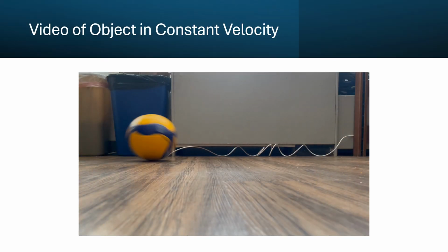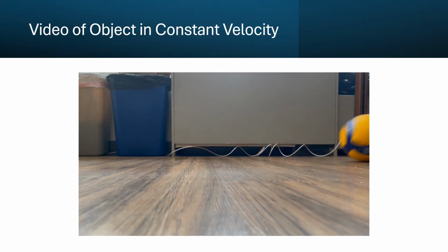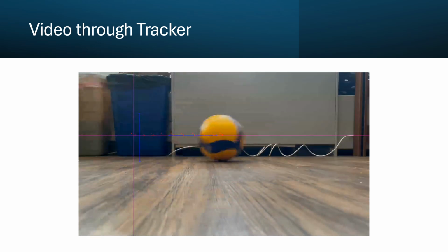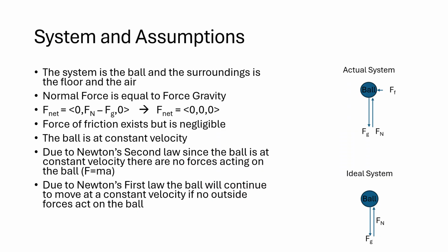So this is a video of the object in constant velocity, and this is the same video in Tracker. Systems and my assumptions: the system is the ball, and the surroundings are the floor and air. The normal force is equal to the gravitational force, so the F net will be 0 in the y-axis. There is a little bit of friction in the x-axis, but it's negligible, so the ideal system or the predicted position graph is going to have 0 for that.